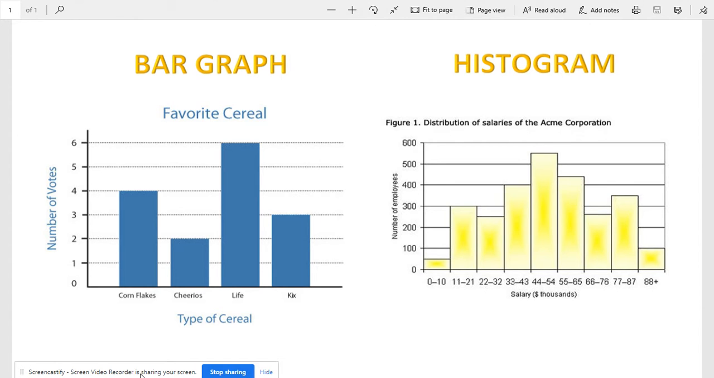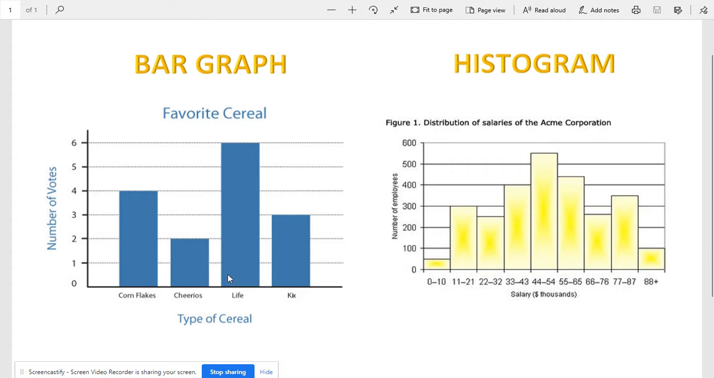One of the first things I want to talk about is something I like to call TAILS: title, axis, interval, labels, and scale. And both of these happen to have that. T for title: we talk about the favorite cereal here, and the distribution of salaries for the Acme Corporation here. I don't know if this is the supermarket chain or if this is the Roadrunner tool company, but we know what each of the graphs is about. A is for axis. We know what's on both of these. This is the type of cereal we've decided to go here, and this is the number of votes. Here is the people being paid, their salary, and then over here is how many people are getting each of those salaries. That's the axis.